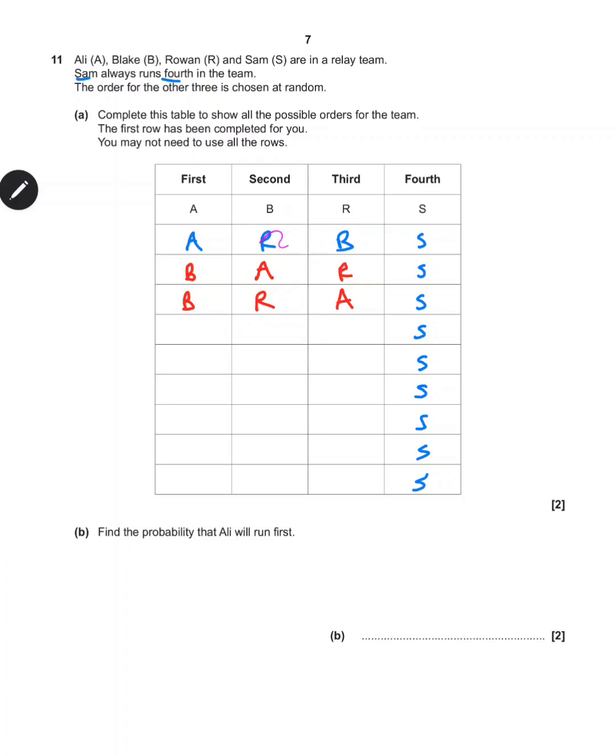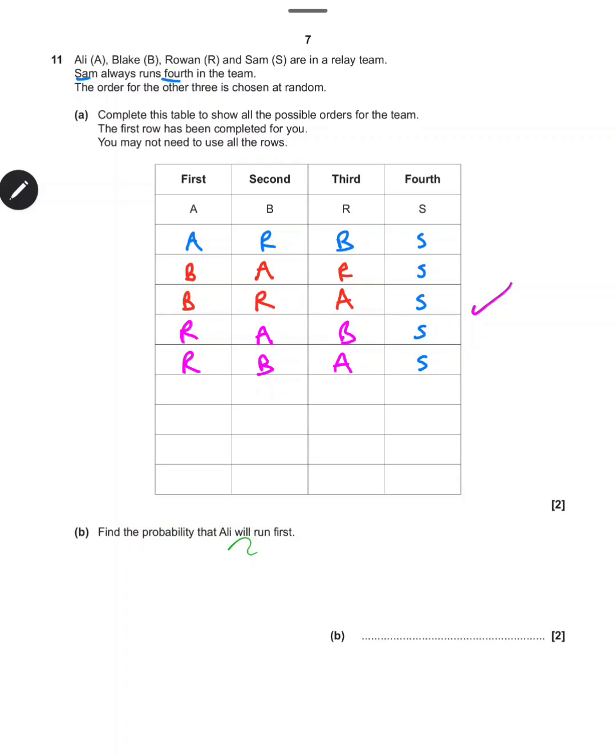So now let's put R to the front. And again, if R's at the front, then we've got an A and a B. We'll keep R at the front and just swap those around. And if we look, we've got 2 combinations with A at the front, 2 combinations with B at the front, and 2 combinations with R at the front. That seems to make sense. I didn't need all these rows.